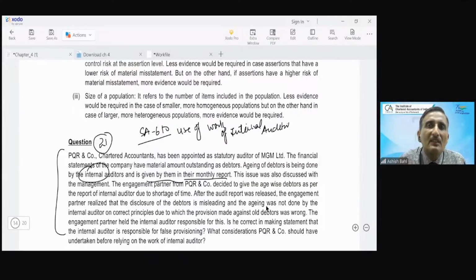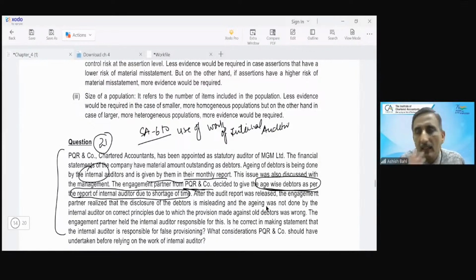But aging anyway is being done by the internal auditors in their monthly internal audit reports. The issue was discussed with the management. The engagement partner, the CA who is conducting the audit, decided to give the age-wise debtors as per the report of the internal auditor due to shortage of time. So he copied and pasted the aging which was done by the internal auditor as it is, as at the year end.